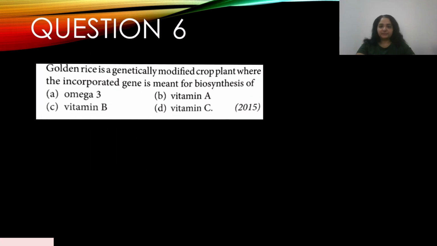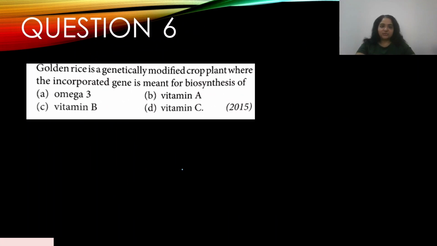So it's pretty direct. Question number 6. Golden rice is a genetically modified crop plant where the incorporated gene is meant for biosynthesis of, and this appeared in 2015, A. omega 3, B. vitamin A, C. vitamin B, D. vitamin C. Okay, so golden rice is meant for the biosynthesis of vitamin A. Answer is B.